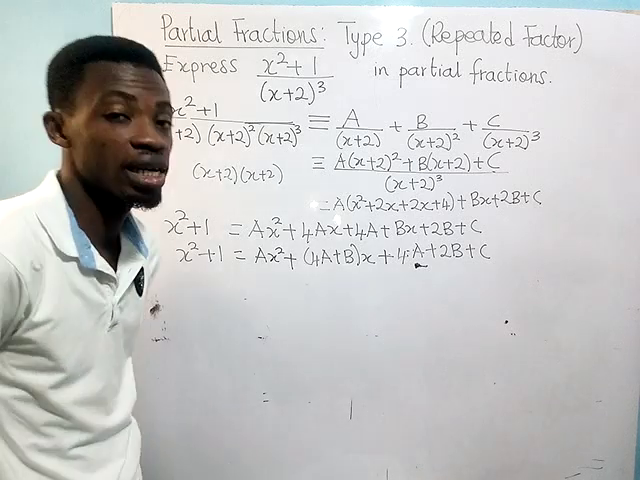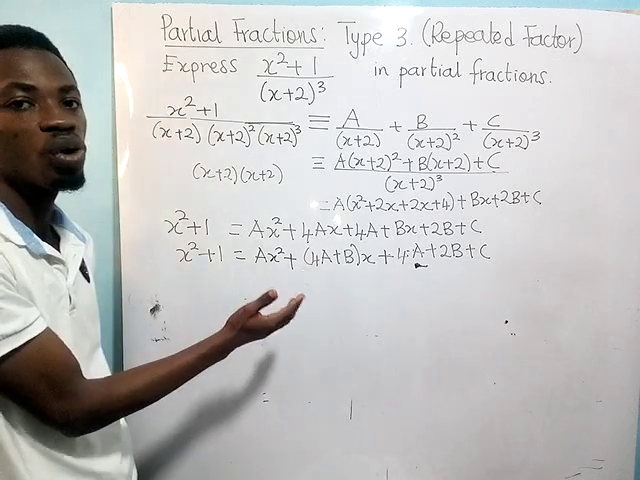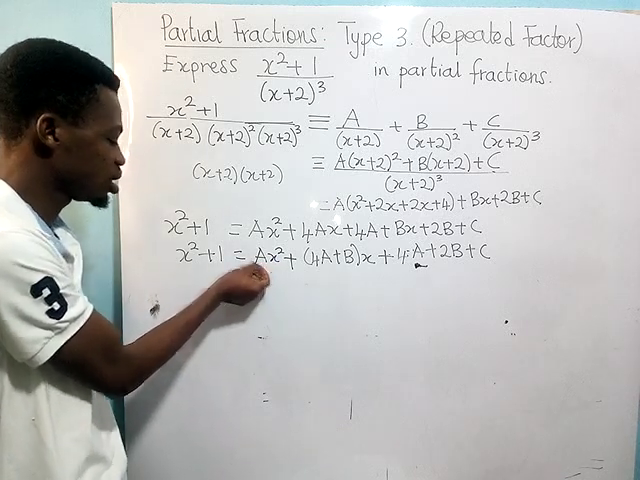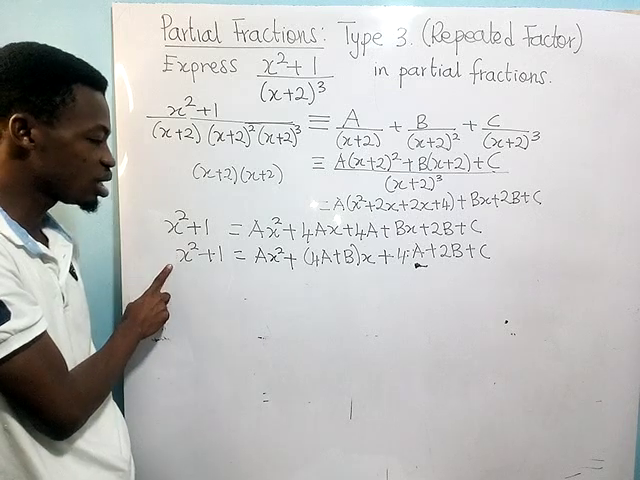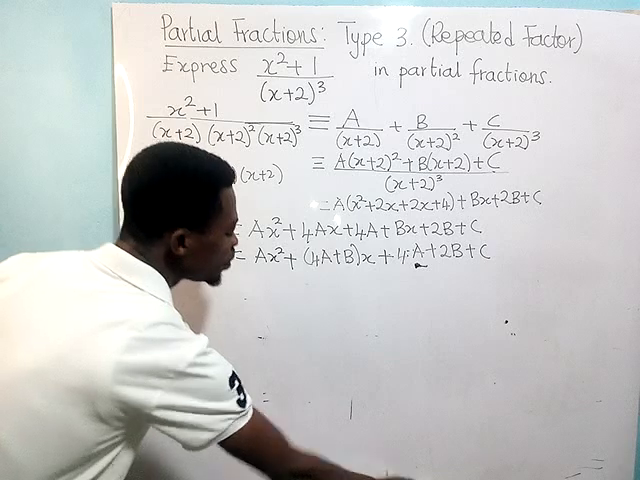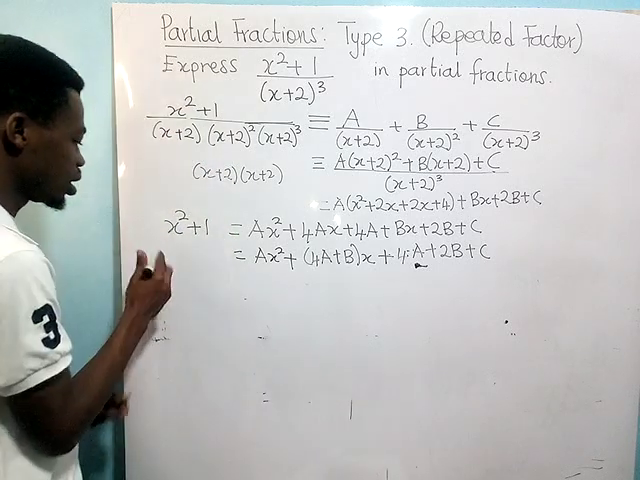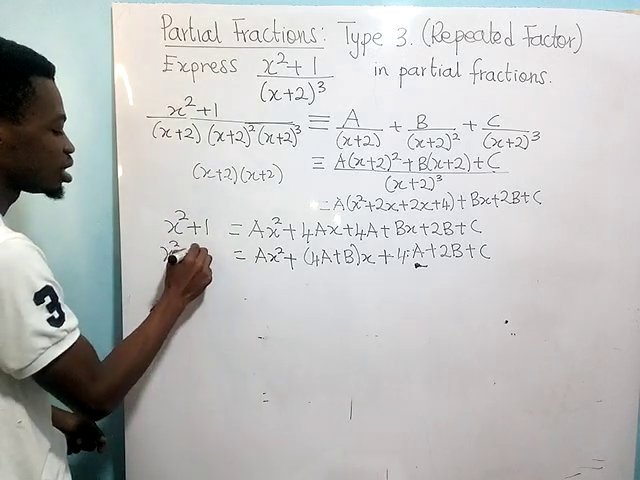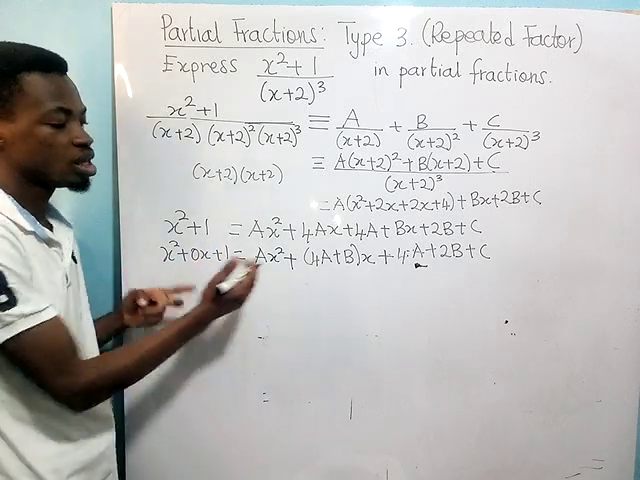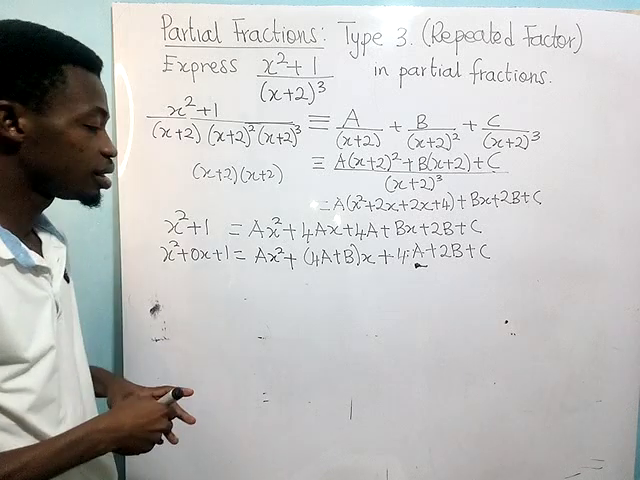Now what do we do next? We compare the coefficients. So here we pick out the x squared and compare its coefficient to the coefficient of the x squared here. Then here, we do not have x, so we can even write this as x squared plus 0x plus 1, because 0 times x is 0.